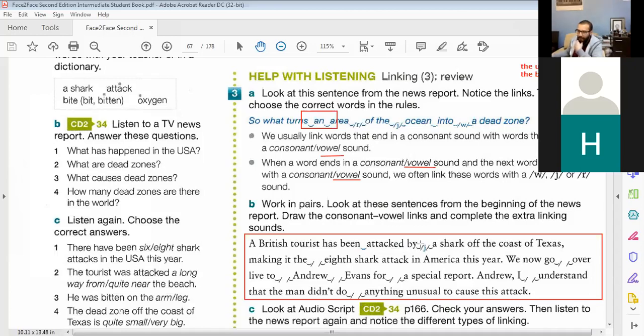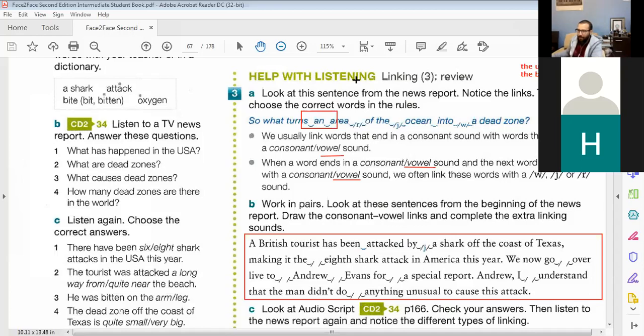By a shark. So there's a slight ya sound. Because if you don't do this, it'll be a little heavy, right? You'll say "by a," you'll have to stop. But if you add the sound, you'll find yourself doing it more naturally. Attacked by a shark. By a shark. Off the coast of Texas.